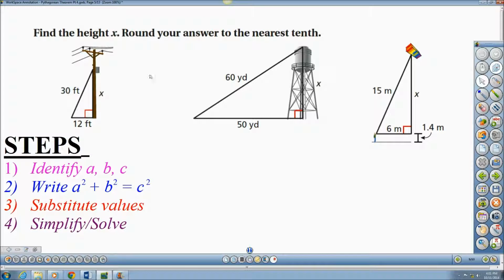Now here I have 3 different problems, and each one of them is a right triangle. So once I identify the right triangle, I can solve. All of these problems are trying to find the height of something here. Value x is a height. So Pythagorean theorem is used quite often to find the height of something. Okay, and once again, once you find your right triangle, label A, B, and C, the 3 sides, write out your Pythagorean theorem, substitute in the values, and simplify or solve.